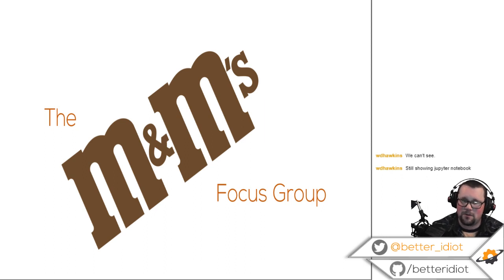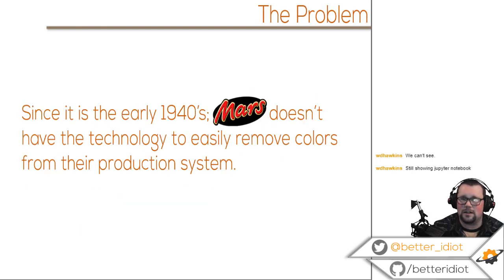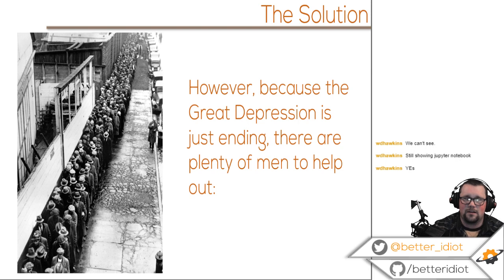Again, the M&M's Focus Group, the Mars Candy Company. Here's just the information. Again, going through the problem. They don't have the technology to remove the colors from their production system. So here we're saying, since it's the early 1940s, the Great Depression has just finished. So there's plenty of men that are still unemployed and they're looking for a job.